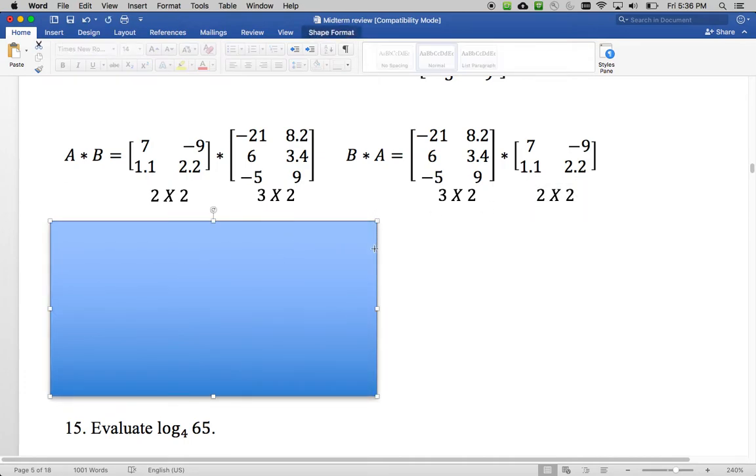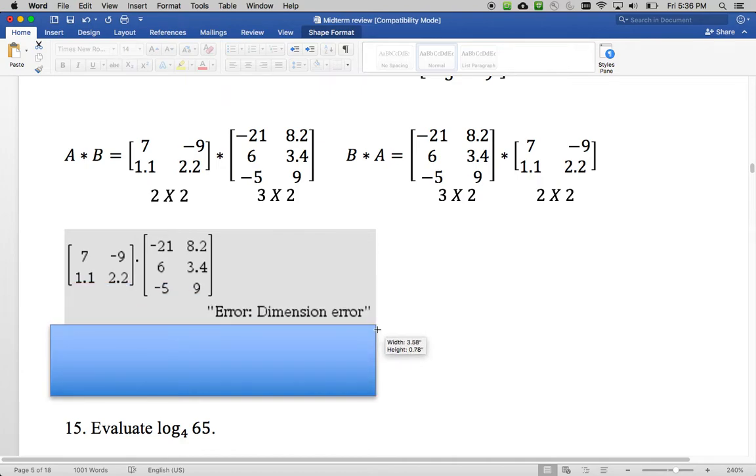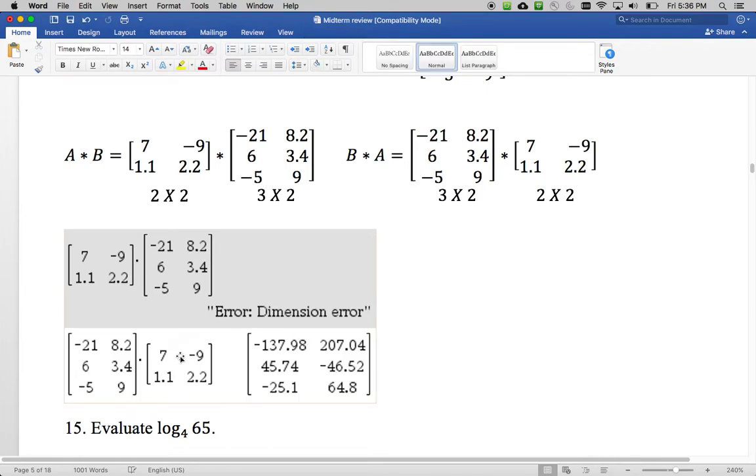So when we do A times B, we just get an error message saying that the dimensions are messed up. When we do B times A, so a 3 by 2 times a 2 by 3, our resultant is a 3 by 2, and this is our answer here.